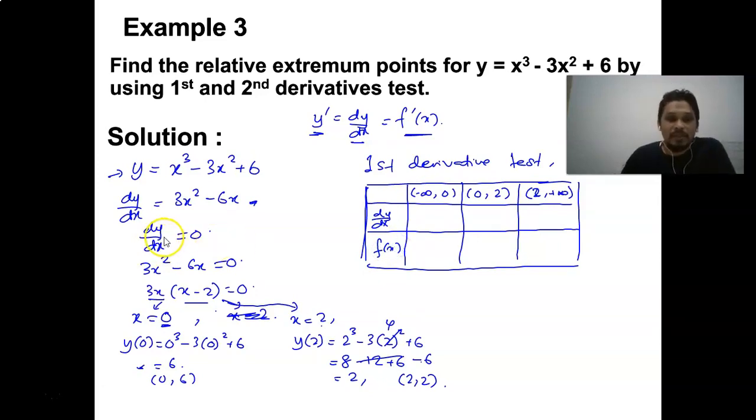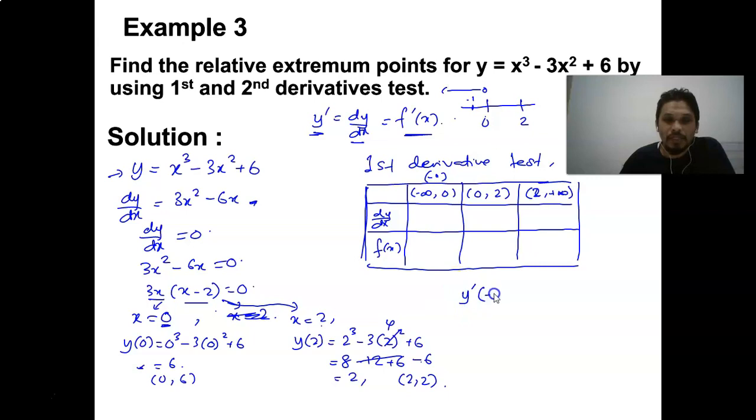Second, dy/dx equals 3x squared minus 6x. Choose any value of x that lies in this range, negative infinity until 0. To make our life easier, let's choose negative 1, because this is x equals 0 and this is x equals 2. So from negative infinity until 0, choose any value in this range, and of course I can choose negative 1 here. Okay, negative 1 squared.